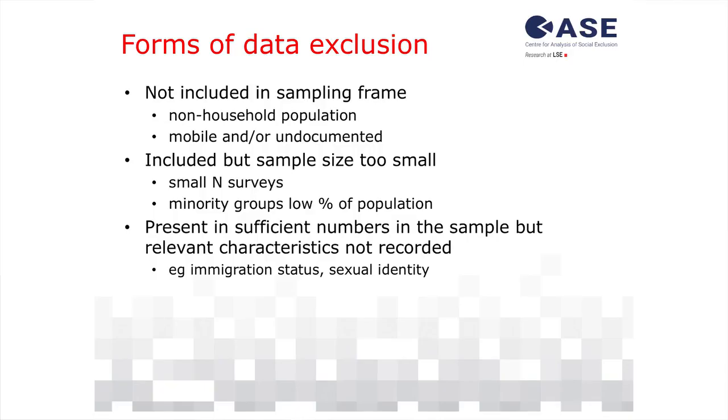The third form of data exclusion is where they're in the sampling frame and they're present in sufficient numbers in the sample, but we haven't asked the right questions in order to identify the group that we're interested in. For example, only recently have surveys started including questions on sexual orientation, sexual identity. So until then, we weren't able to identify lesbian, gay, bisexual people as a group to analyse separately, even though there were plenty of such individuals in our samples.